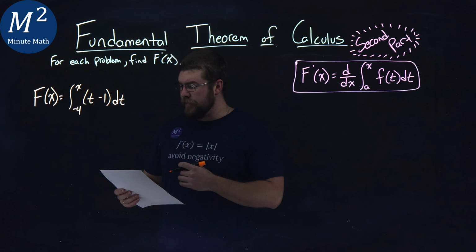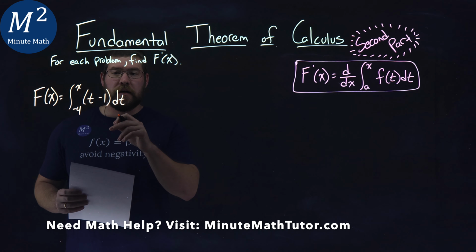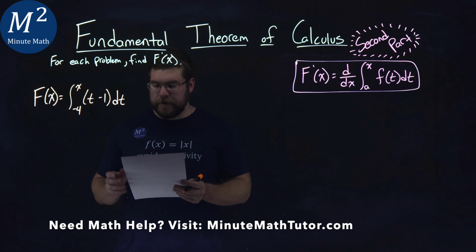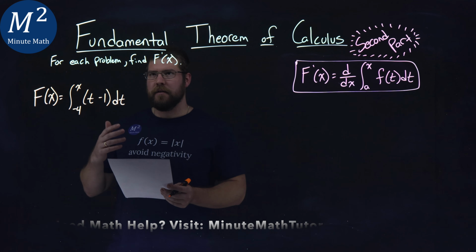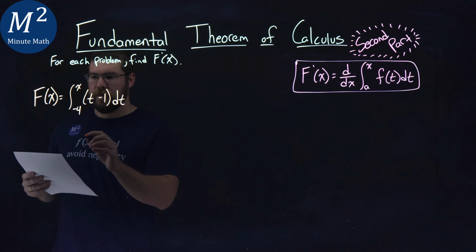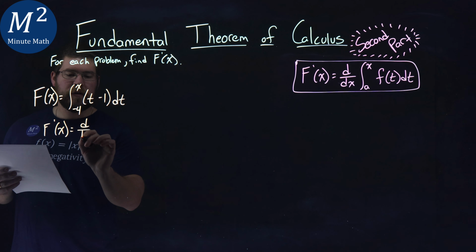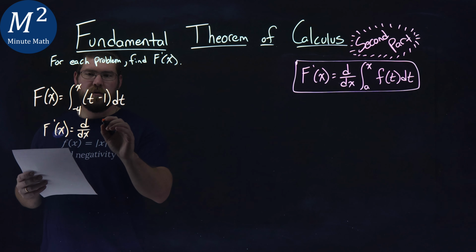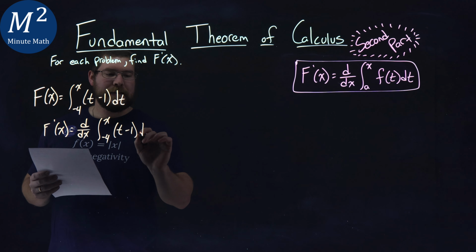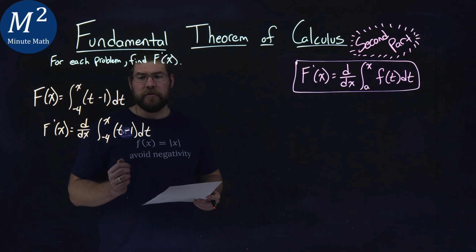We're given this problem right here. Capital F of x is equal to the integral from -4 to x of t minus 1 dt, and we want to find f prime of x here. Well, using the second fundamental theorem of calculus, we need to find what f prime of x is. So f prime of x is equal to d over dx of F of x, the integral here from -4 to x of t minus 1 dt. And then from here, we need to find first the integral.